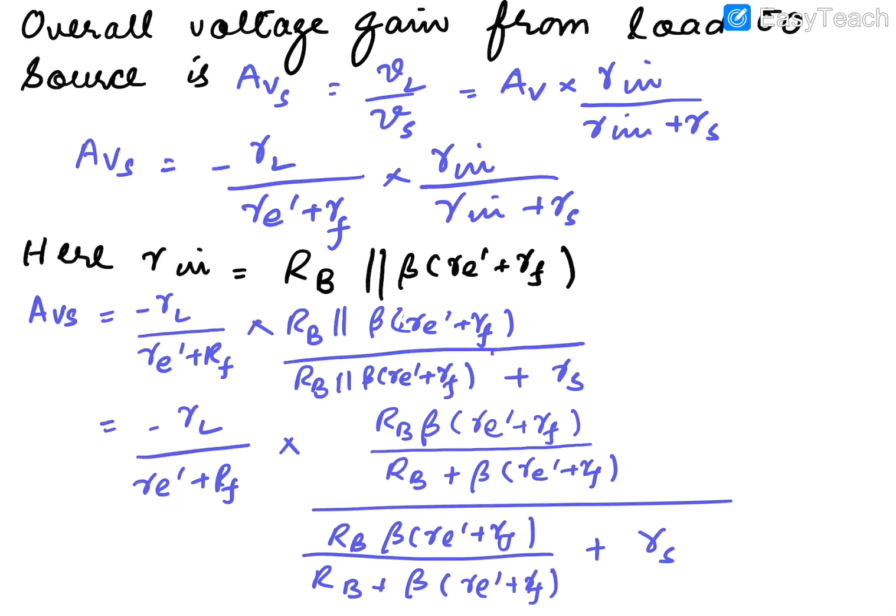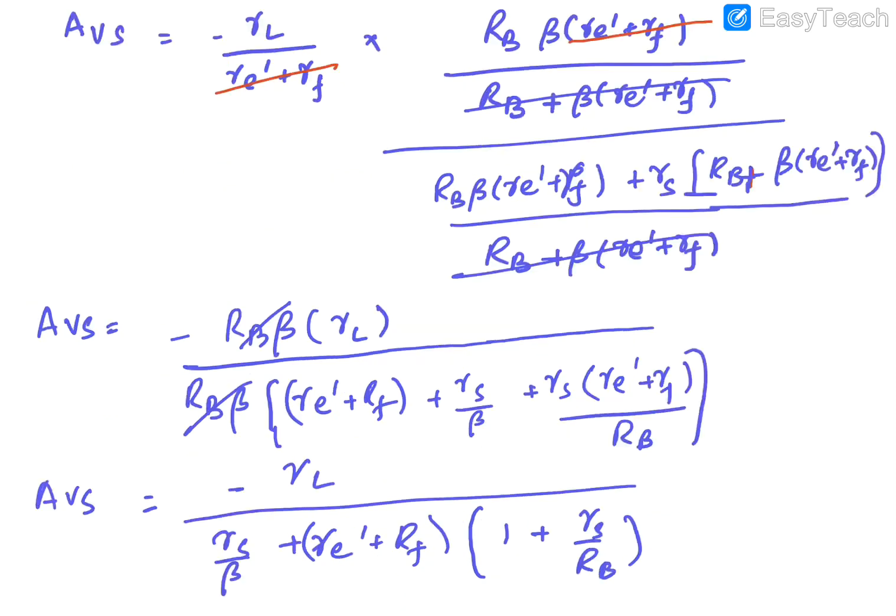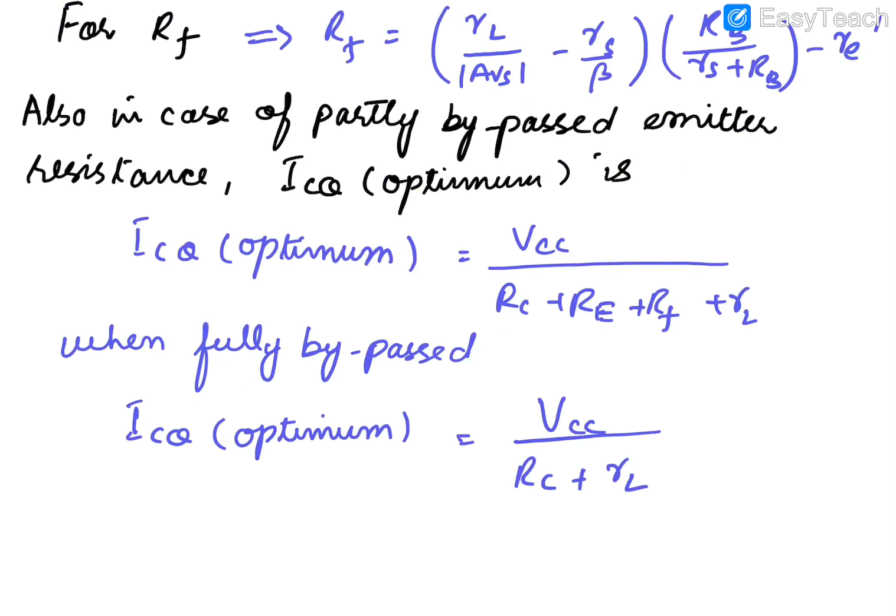So we have put the value of Rn in the overall voltage gain formula here, and after simplification we have found that we can cancel out these values. Finally, after taking Re dash plus Rf common, the value of AVS is equal to RL divided by (Rs divided by beta plus Re dash plus Rf) times 1 plus Rs over Rb. So this is the overall voltage gain formula for partly bypassed emitter resistance common emitter amplifier.